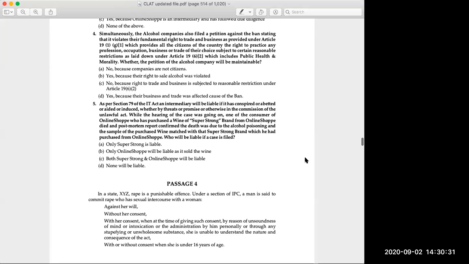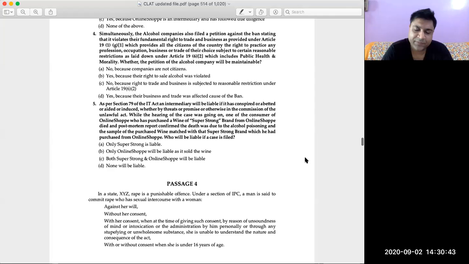Option C is correct, because the government banned these companies, stating that it is against public health and morality, which is given in Article 19(6). So C is clearly correct. Absolutely. Very good. That's the correct answer. Very simple. Okay, good. Next.